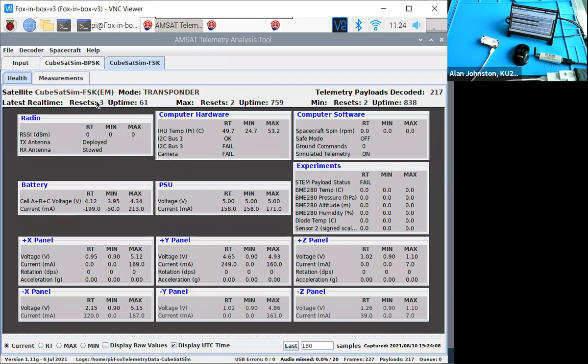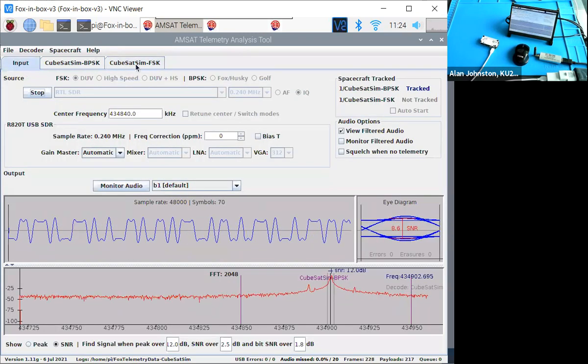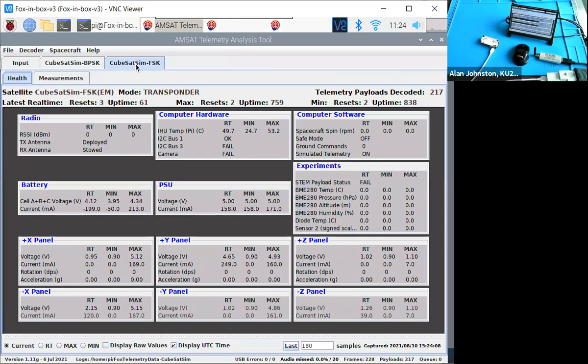Okay, so looks like we've come back up here. I noticed the reset count is 3. There we go. And if you look, we've now switched into illumination mode here. We have a very large negative current there, minus 183 milliamps, indicating that charging is taking place.